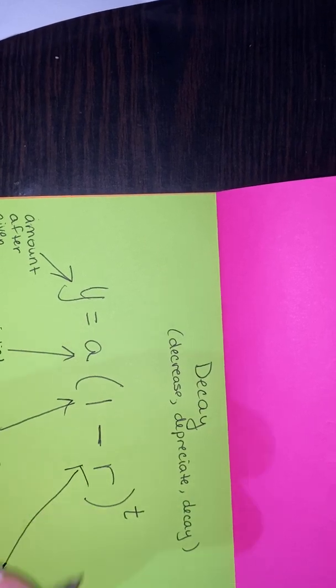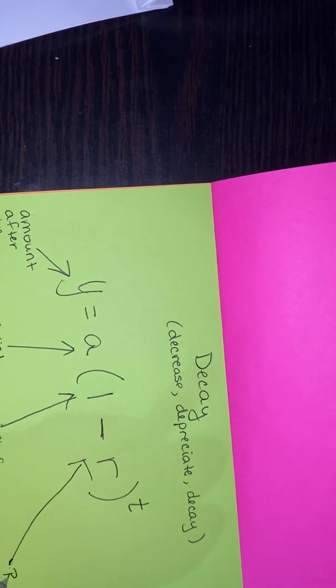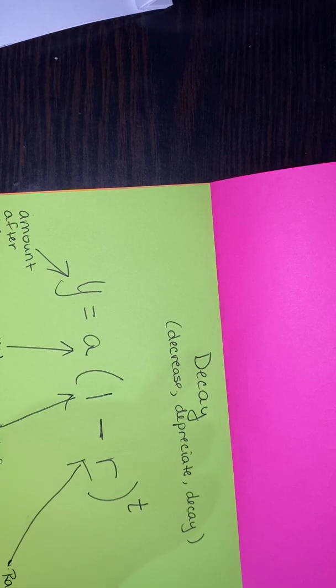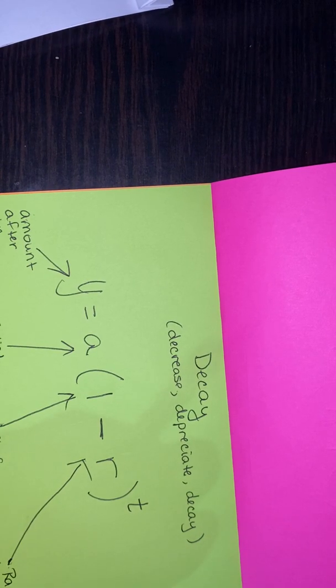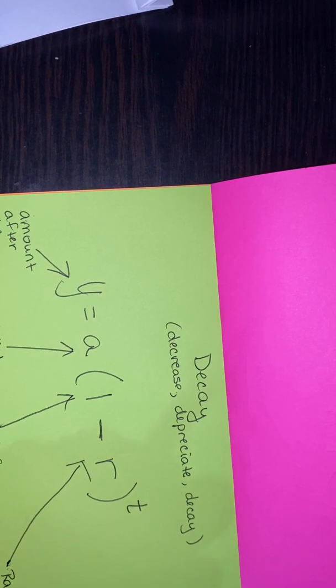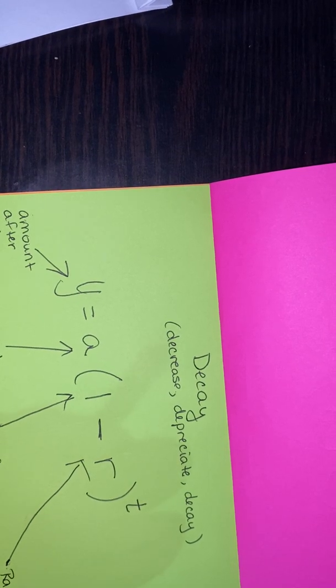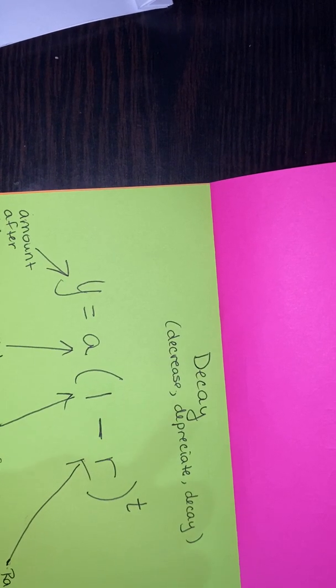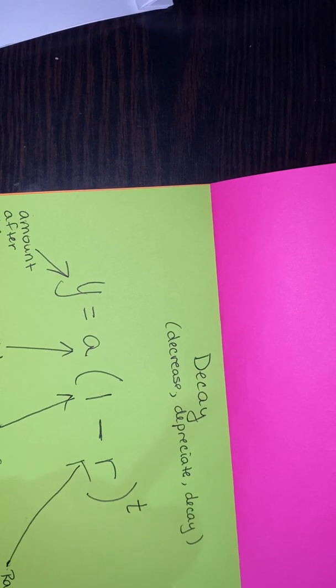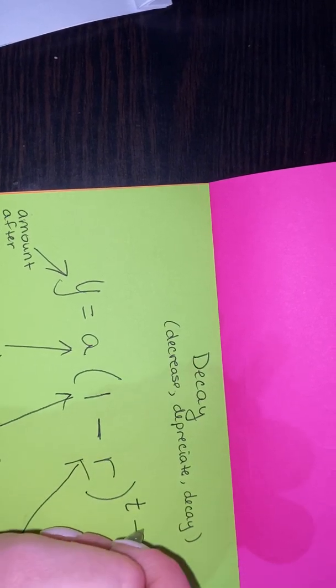R, remember, we have to change to a decimal. So it's the rate in decimal form. Doesn't matter if it already has a decimal. If there's a percent on the end of it, you need to divide by 100. And then we have our time.